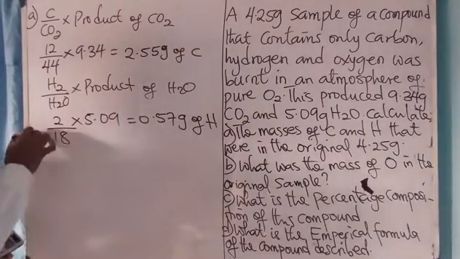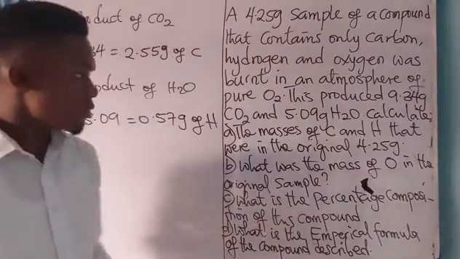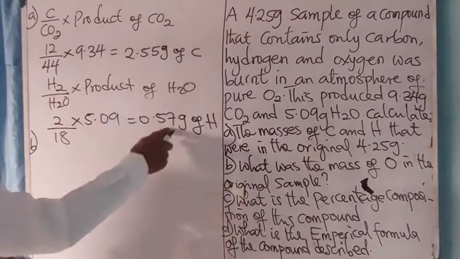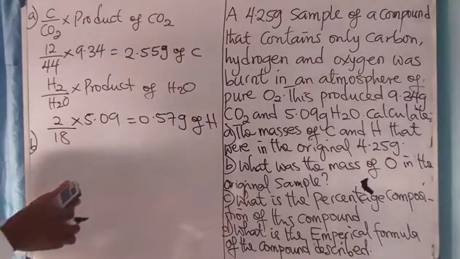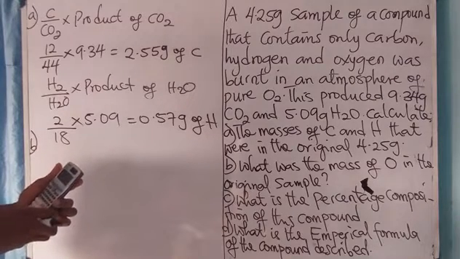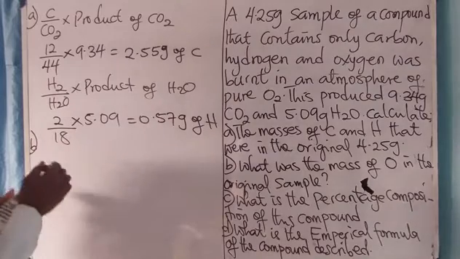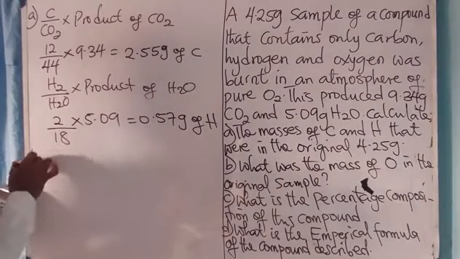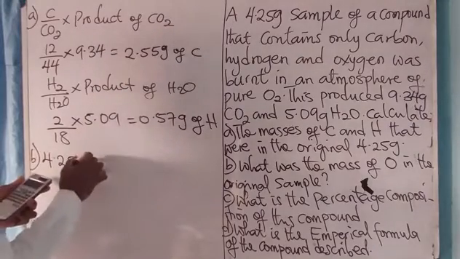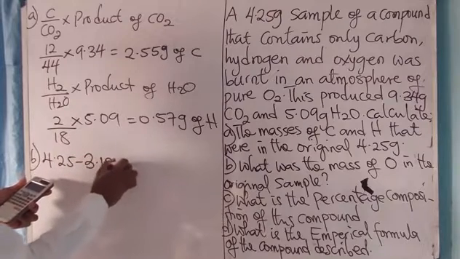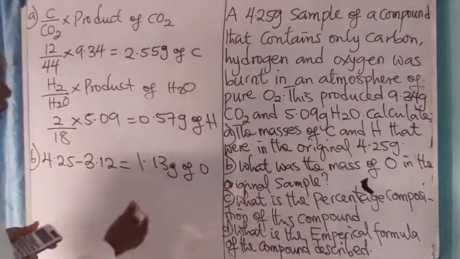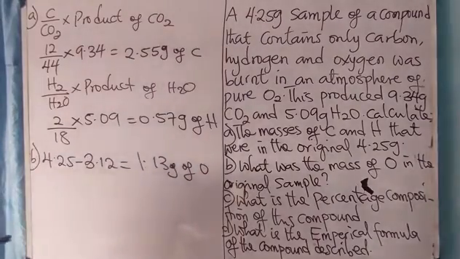Now B, what was the mass of oxygen? To get the mass of oxygen, it is simply the addition of this and this away from this. That means 2.55 plus 0.57, I will have 3.12. That is 4.25 minus the addition of this, and that gave me 1.13 gram of oxygen. Alright, so this is the first step to be taken.